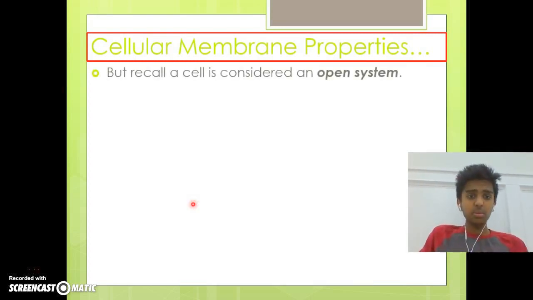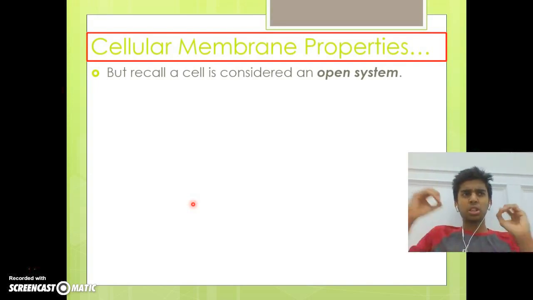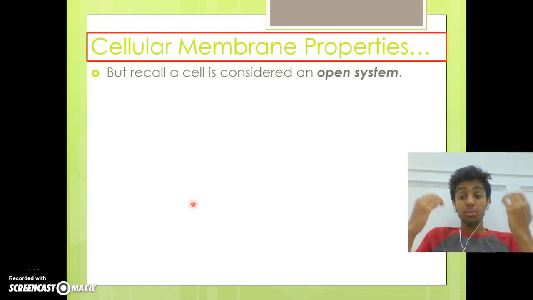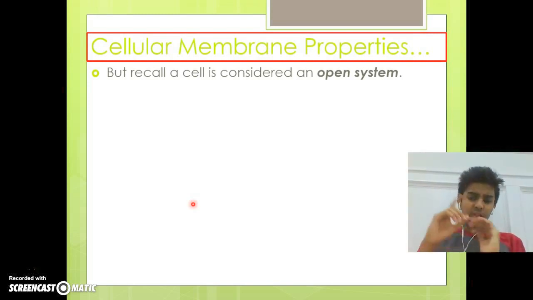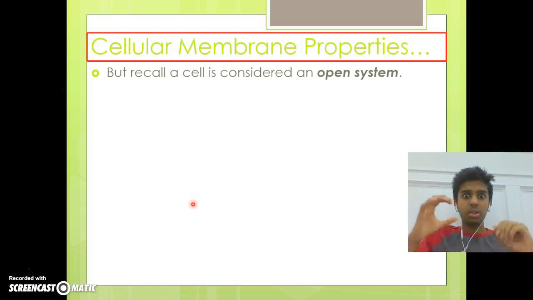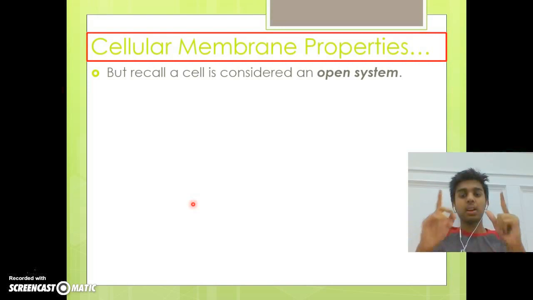But if everything was locked up like that on the outside, then how do the cells exchange nutrients and information with their environment? Because we know that a cell is an open system, so it's always exchanging information and energy and matter with its environment. How is it doing so when the cell membrane is closed off so tightly, not even allowing water to pass through? Here's how.